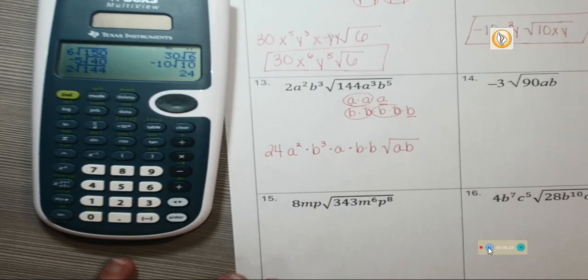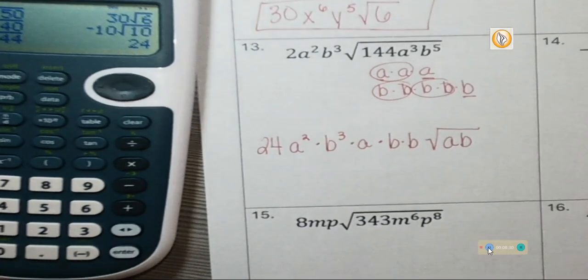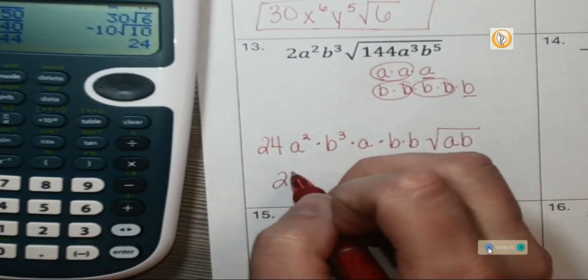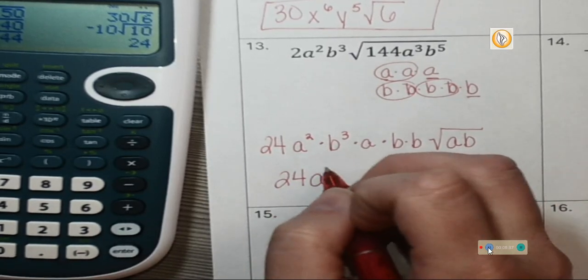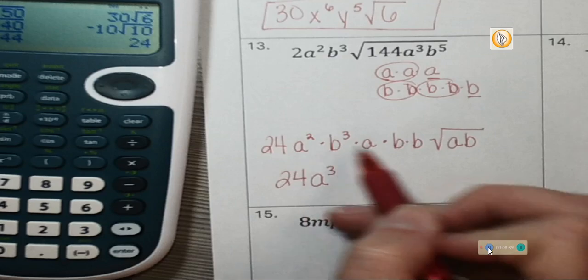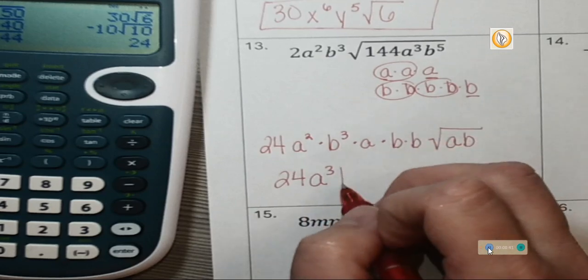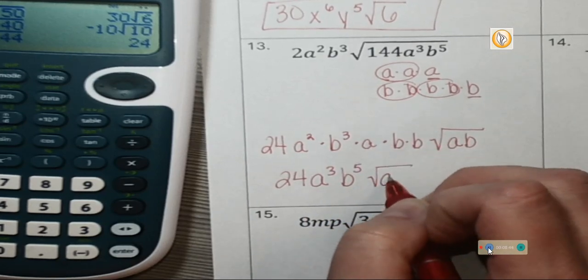So what you have to do now is simply combine what you have. So you have 24. You had 2 a's, 1 more makes a to the 3rd. You had 3 b's plus 1 is 4, plus 1 more is b to the 5th. Square root of ab.